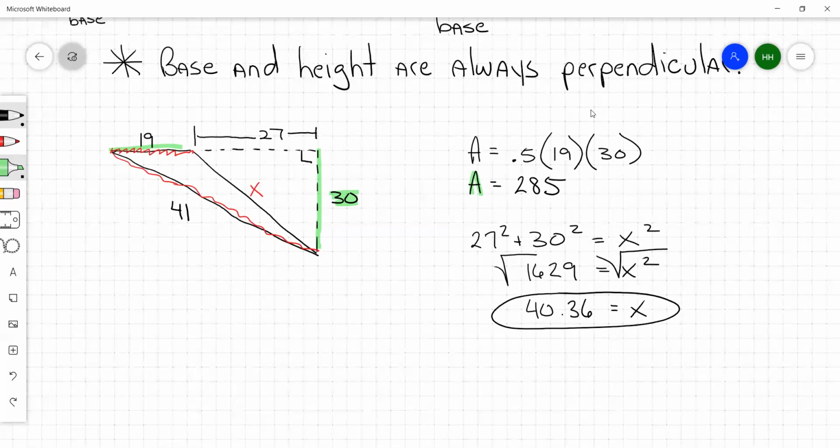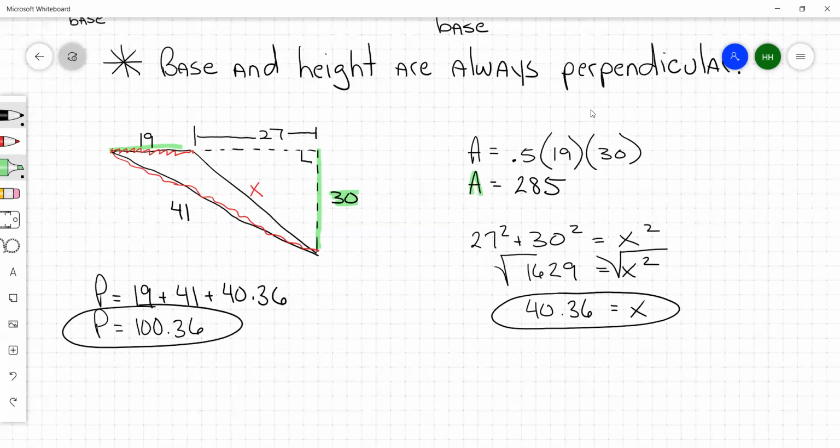No, we didn't. We haven't even found the perimeter yet. The perimeter, what's the perimeter equal to? 19 plus 41 plus 40.36. And that's 100.36. So our perimeter equals 100.36. Perimeter and area. Any questions there?